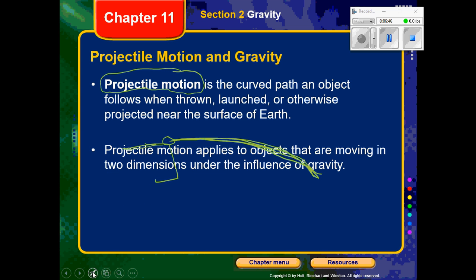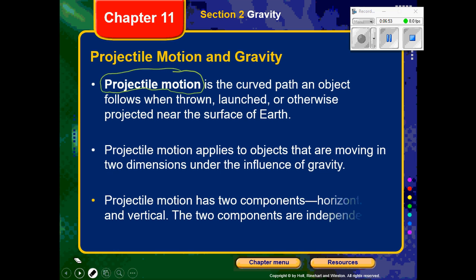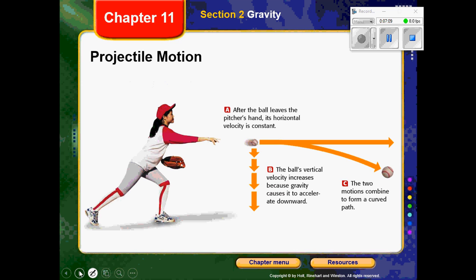And just to reiterate, like we've been studying for a long time, this is 2 dimensions. The projectile motion happens in 2 dimensions. One is horizontal and the other is vertical, and we've been doing a lot of work with that. And then the last thing is projectile motion has 2 components, horizontal and vertical. We know that. This is just another expression of that same thing. And like I said, this is really mostly review.